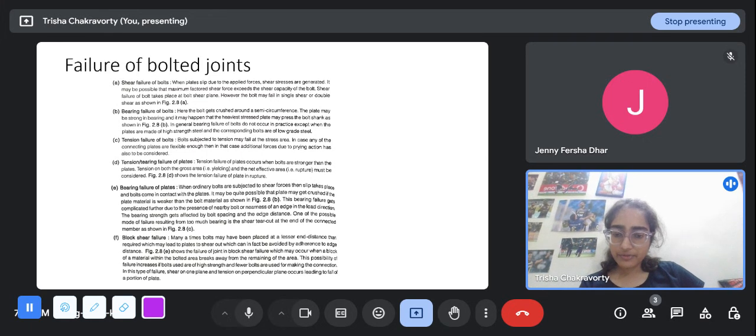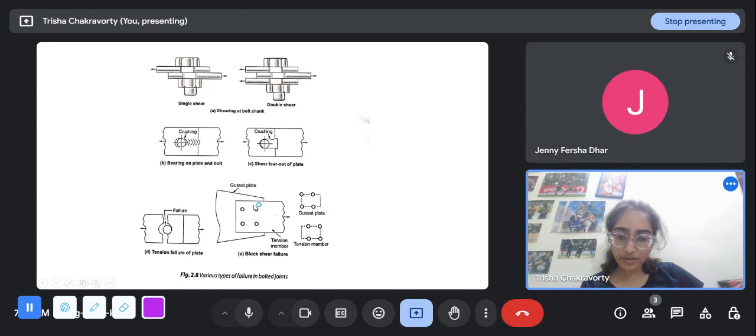And there is a block shear failure. Many times bolts may have been placed at lesser end distance than required, which may lead to the plate shearing out like a block. This is a block shear failure. This entire region shears off as a block. Here there was shearing of the bolt, just the bolt itself, and here the entire block will shear off.